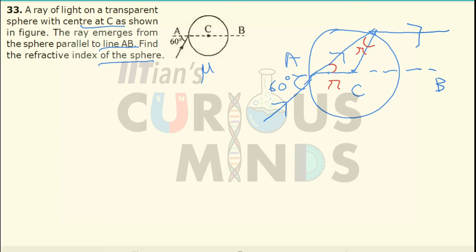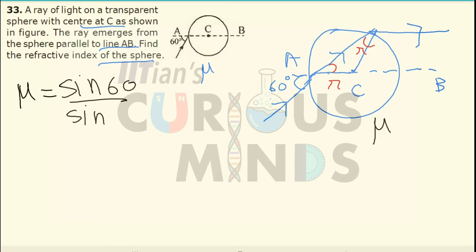Why will this angle be equal to R? Because for a circle, the angles made by a chord with the center will always be equal. So if this is R, this part will also be equal to R. Let the refractive index of the sphere be mu. I can say that mu is equal to sine 60 divided by sine R.